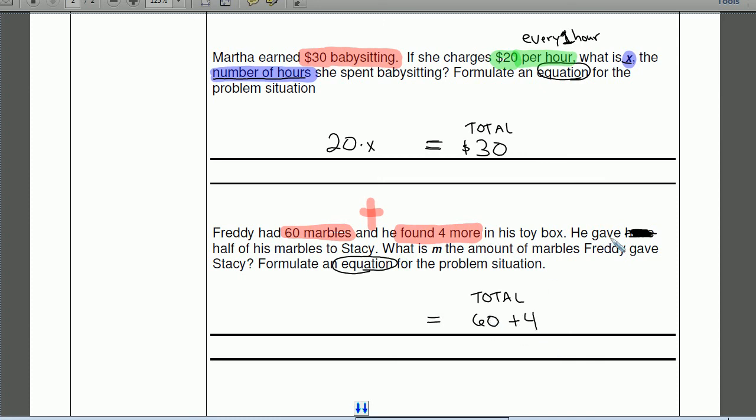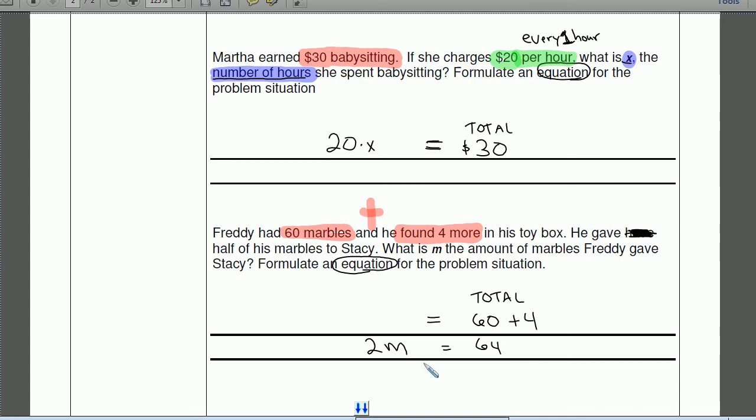Now what we do know is that he gave half of his marbles to Stacy. And we want to know what is M, the amount of marbles Freddy gave Stacy. So half of this is going to be M. Half of 64 is going to be M. So M cannot equal 64. But if I take m and I multiply it times 2, I'm going to get 64.